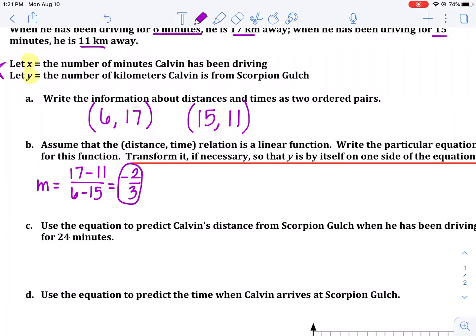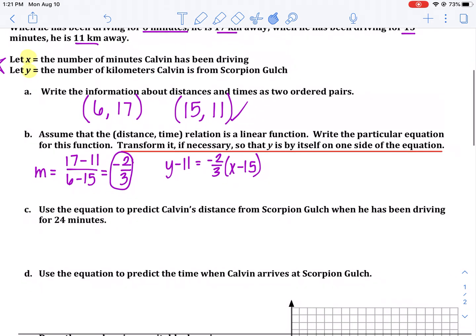I have a point and a slope. The easiest way for me to plug it into is point slope. Doesn't matter what point you choose. For this one, I'll pick this point. No reason. So it's y minus 11 equals my slope, x minus 15. However, the last part that I underlined in red said transform it so that y is by itself. Well, sadly, in this problem I have, the y has a negative 11 attached to it. So I need to solve for y.